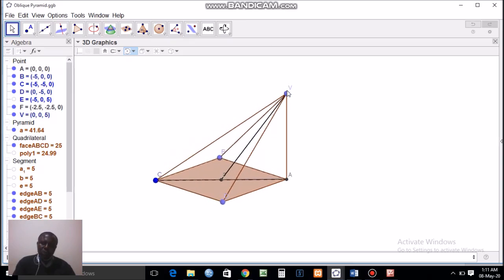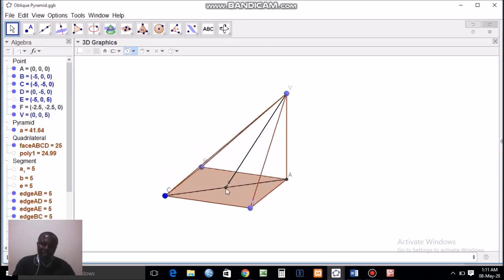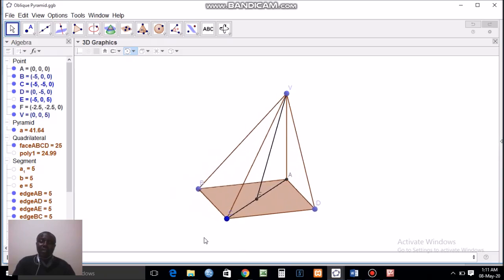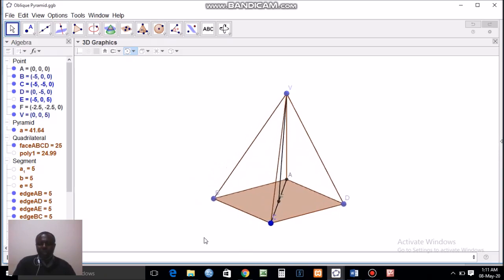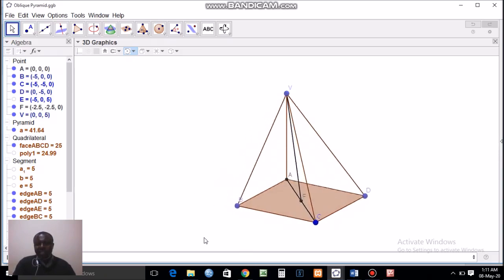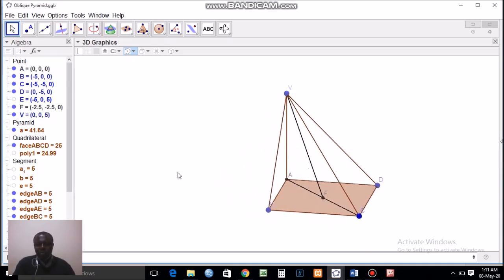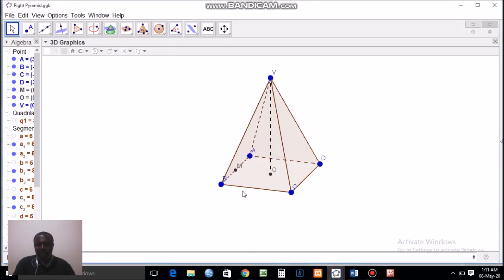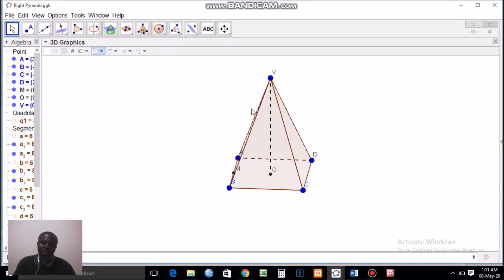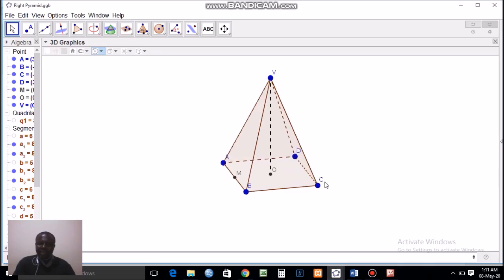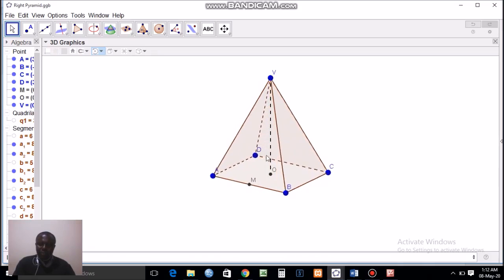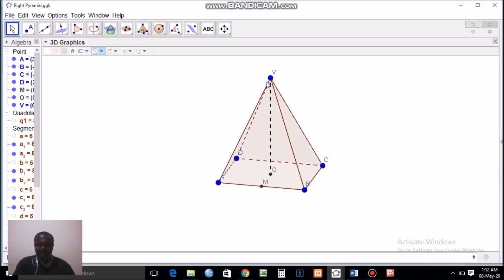You try to draw a line from V to the center of the base. If that line is not vertical, then that pyramid is not a right pyramid. It is oblique. And that happens because the slanting edges are not equal. Look at the right pyramid again. In the right pyramid, you can see clearly the slanting edges are equal, and therefore the line from V to the center of the base is vertical, and that becomes the altitude.